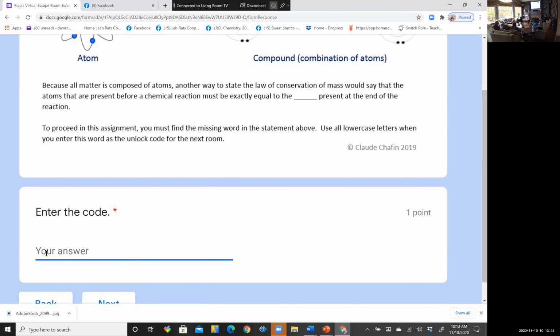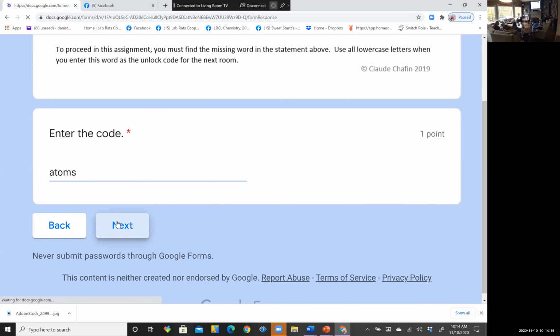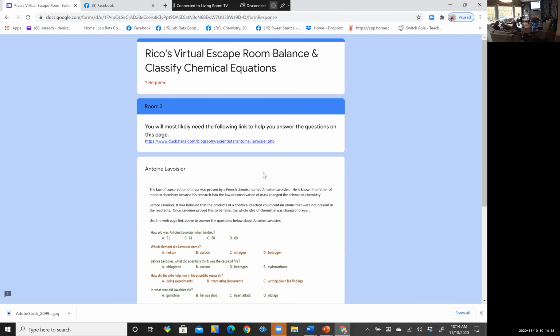Atoms. Atoms? Does anybody disagree? Do we want to go with atoms? Like atom, not plural. Do we want to go with atoms, or do we want to try something different? Who says atoms? Raise your hand. I agree with Alec. I'm gonna say atoms. Let's see what we get. Next. Boom, look at that. We made it through.